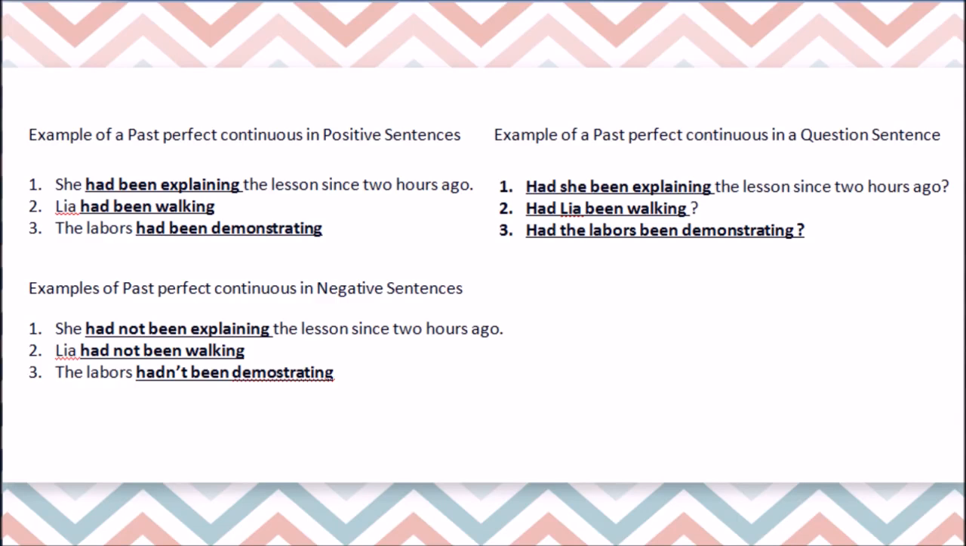Example of past perfect continuous in question sentence. Had she been explaining the lesson since 2 hours ago? Had Leah been walking? Had the laborers been demonstrating?